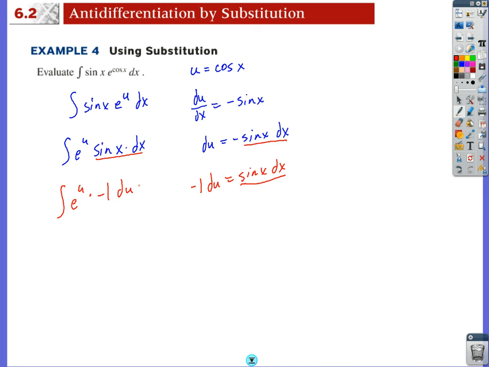Oh, well, what can I do with the negative 1? Well, my rules say that I can take this negative 1 and put it on the outside. Negative 1 times the integral of e to the u du. Now I ask myself, does my differential match up with my integrand? You bet it does. So now what can I do? Well, now I have the rule, and I can go look back at those rules. I'm cheating, I already know. And I say, well, this is negative 1 times e to the u plus c.